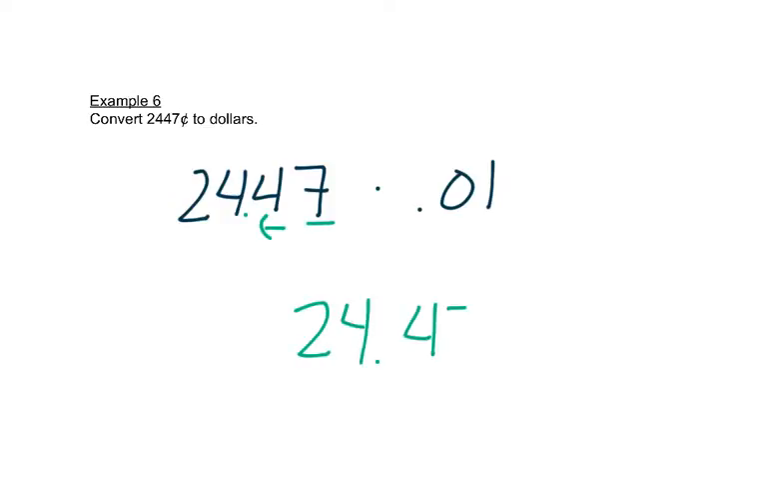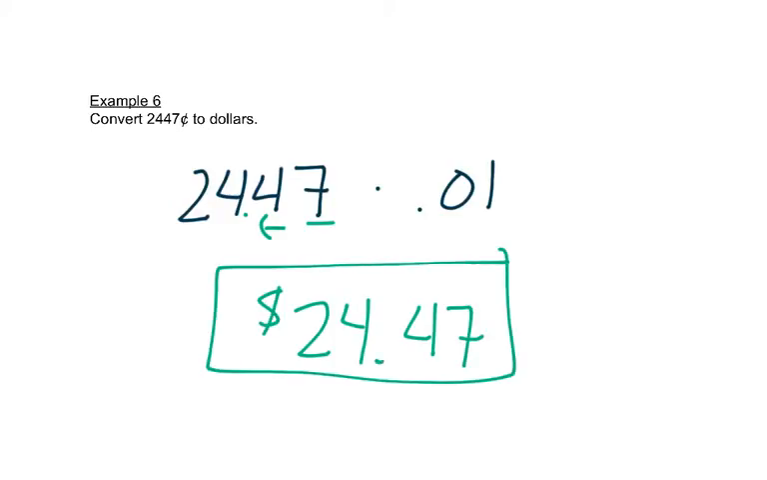And here we want to change things back to dollars. So we're multiplying by 1/100th because there's 100 pennies in a dollar. So this is 2 numbers after the decimal, which means we want to move the decimal point 2 places back. And we end up with $24.47.